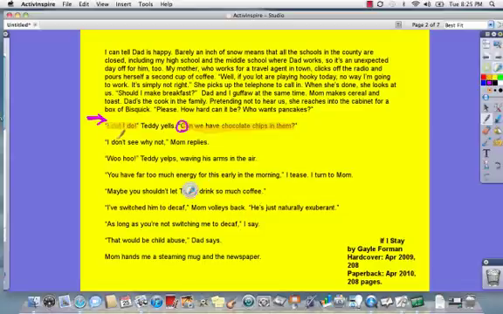Next one, "I don't see why not," Mom replies. Again, Mom's words are inside of quotes. The comma is inside of the quotation mark, and "Mom replies" belongs outside. Can I talk about Mom for a minute? Because this is a capital that sometimes people forget. If you're talking about your own mom and you're not saying "my mom," then it needs to be capital, because for you, that's her proper name.